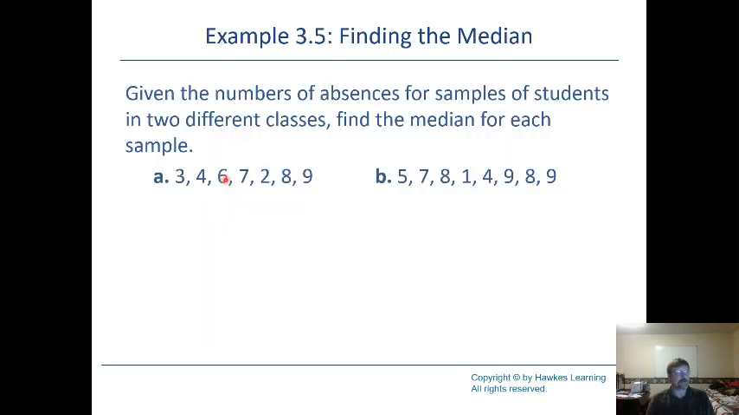All right, so if we have these two samples, what would the median be? Remember, the first step is to put these in order and find the center point. So unpause when you're ready to proceed.